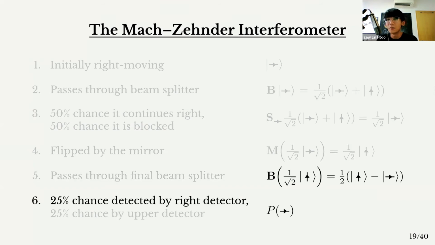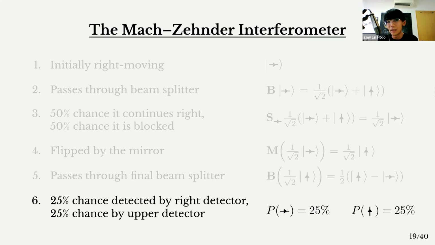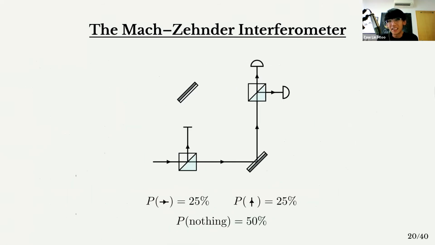So if we calculate the probability now that it will be detected by the right detector, this will give you the square of -1/2, which is 1/4, which is 25%. So indeed, there's a 25% chance that it will be detected by the right detector, and there's a 25% chance that it will be detected by the upper detector. So you might be wondering what happens to the other 50%. Well, nothing happens, right? Because if it gets absorbed by the selector, then you're not going to find it at the end.